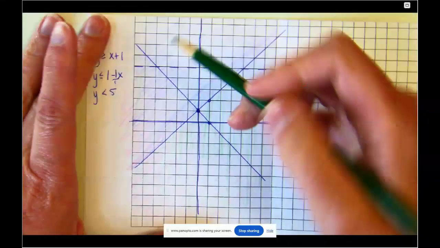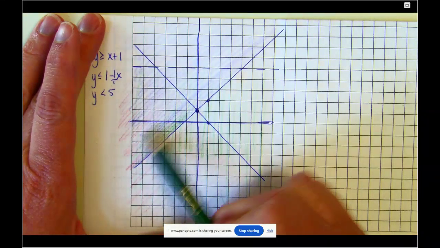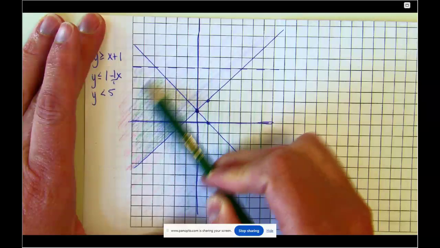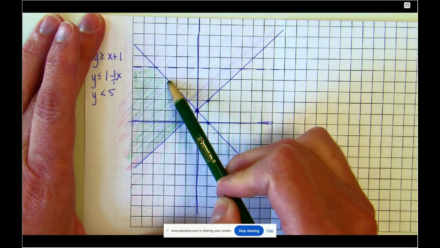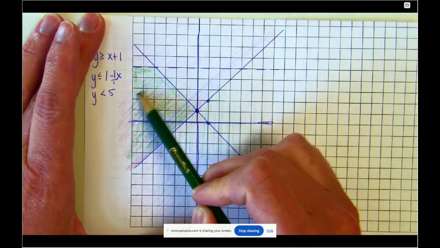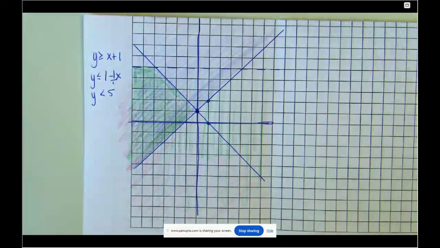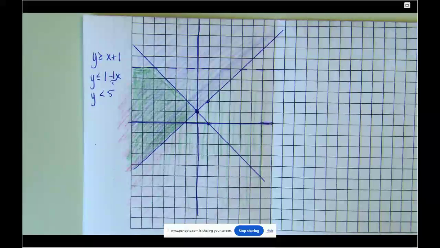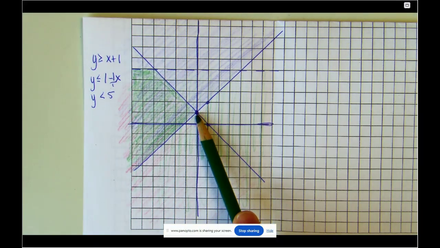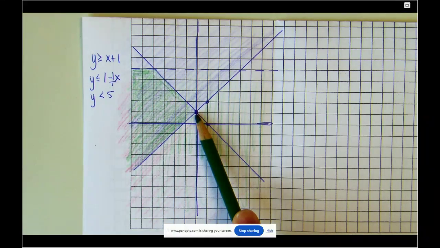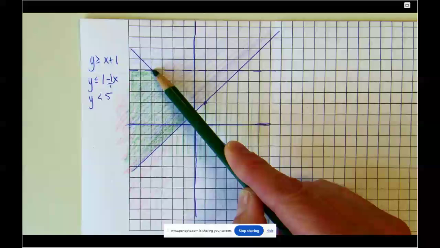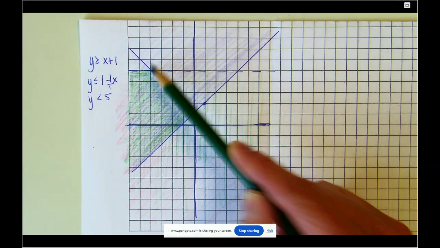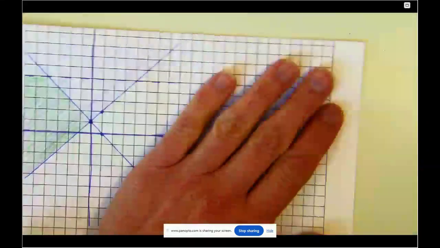Okay, so it's over here in this section up to the 5 line that we have all 3 colors shaded. Okay, there's your solution area. Is this intersection point a solution? Yes. How about this intersection point? No. Dotted line. There's a dotted line under there. No solution.